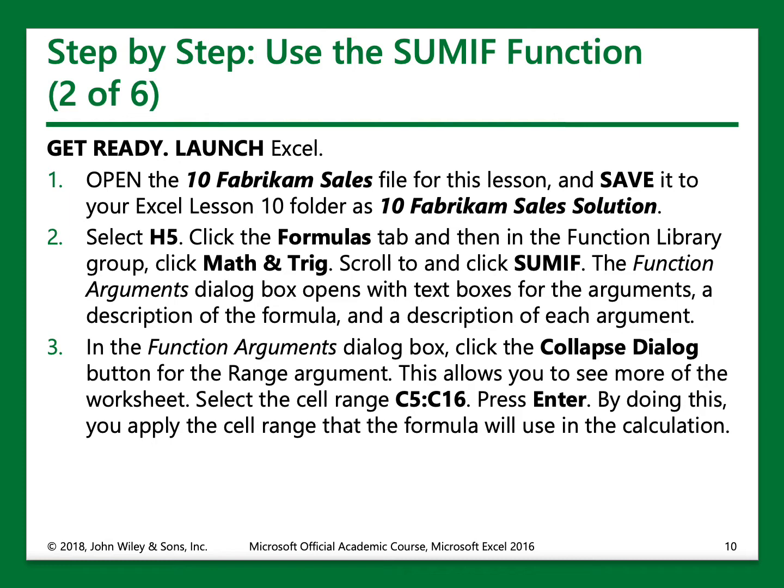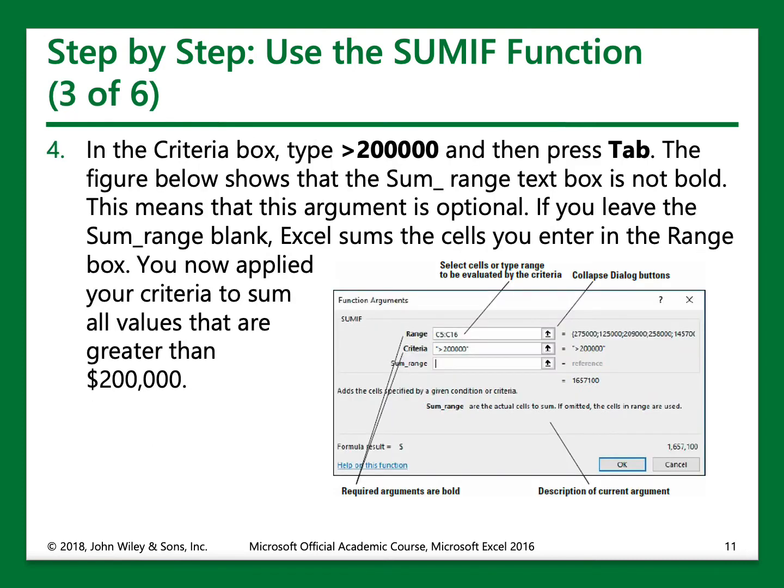And the range that we're going to look at is cells C5 to C16 that you need to select there. So that's the range of cells that we're going to check if they meet our criteria. And then our specific criteria is values greater than 200,000. So we only want to add up things if the values in column C are greater than 200,000.